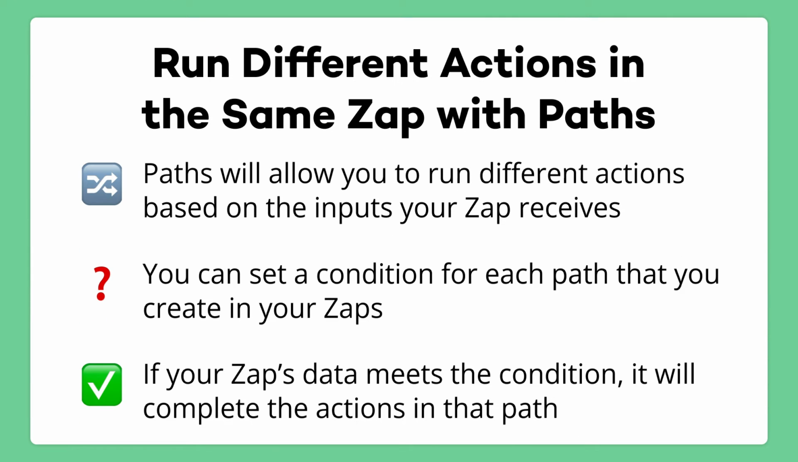Default values are great for replacing text, but what if you want your automation to actually perform different actions based on different inputs? To do that, we'll need to use paths. Adding paths will give your automation multiple potential outcomes. Each path will include an associated condition. If the data your Zap is processing meets that condition, it will run down that path. Let's see how paths look in action.